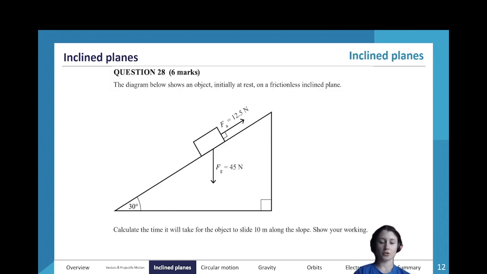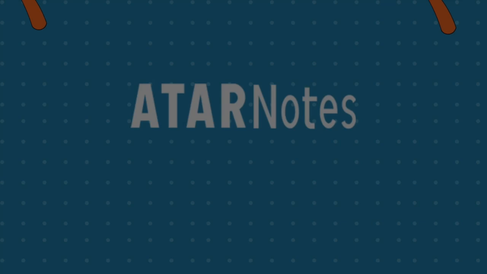Let's get on to an example question, and this one is from a previous external, as you can see. So here we have an inclined plane with an object on it. We have a force due to gravity acting downwards of 45 newtons and an acceleration of 12.5 newtons up the ramp. We also have an incline of 30 degrees. The question asks us to calculate the time it will take for the object to slide 10 meters along the slope.